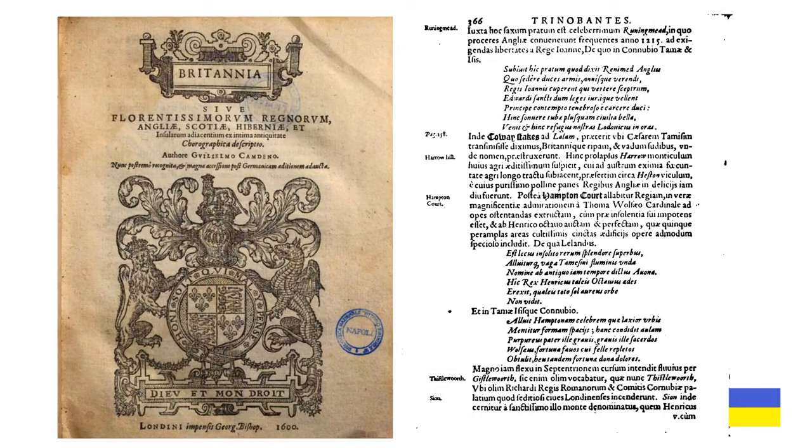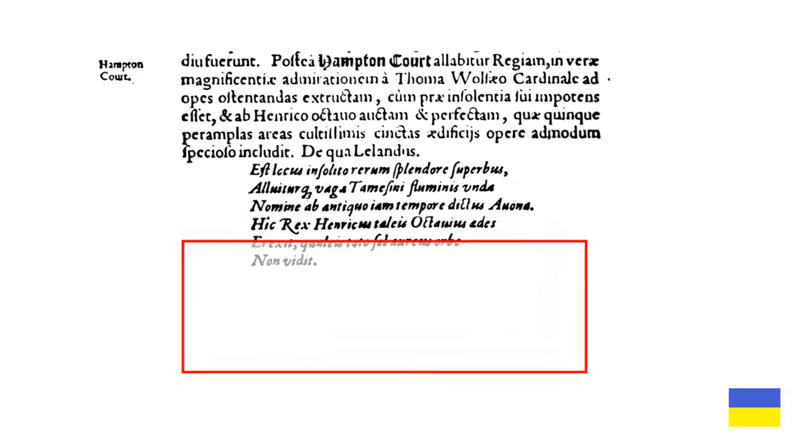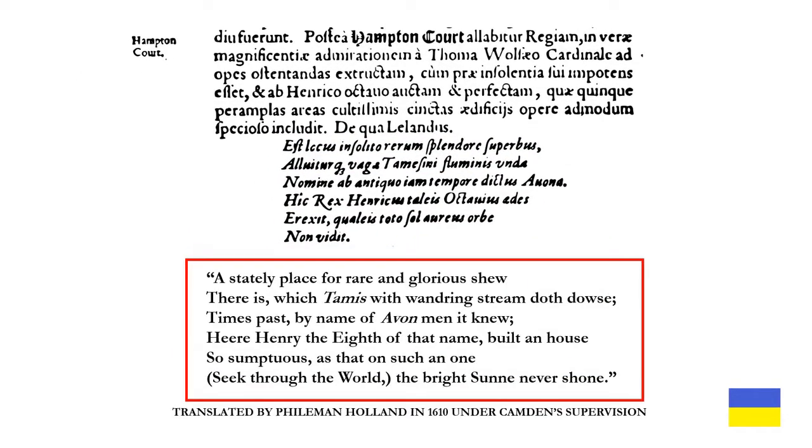Avon is mentioned on page 366, in relation to Hampton Court. The Latin verse in the middle of this box is written by John Leland, an early Tudor poet who is associated with the court of King Henry VIII. Rather than give you poor Latin, I'm going to give you the 1610 Philemon Holland translation.